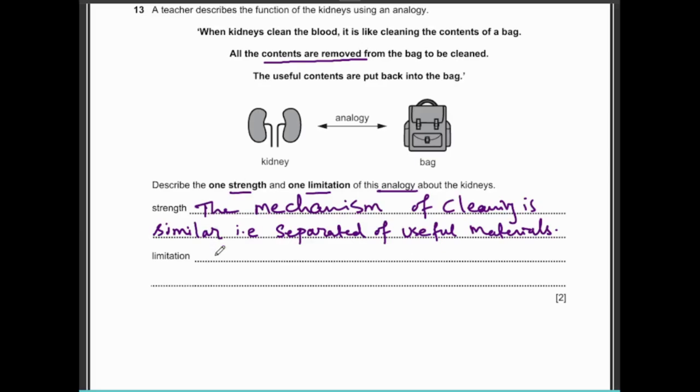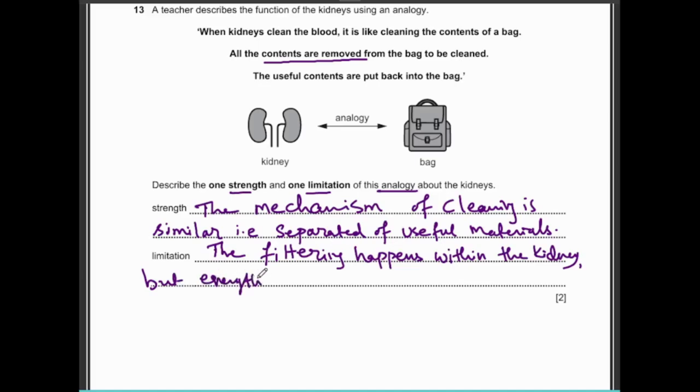So we can write here is the filtering happens within the kidney, but everything is taken out of the bag for cleaning. This is the limitation.